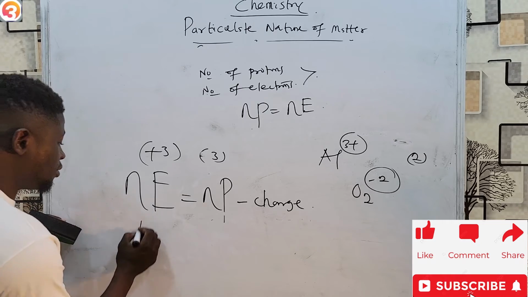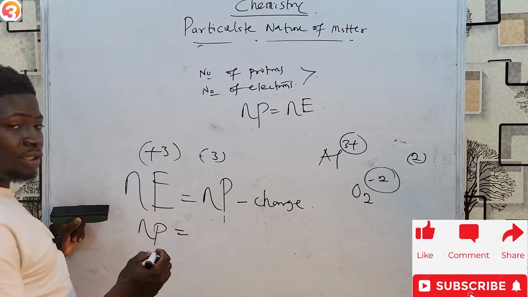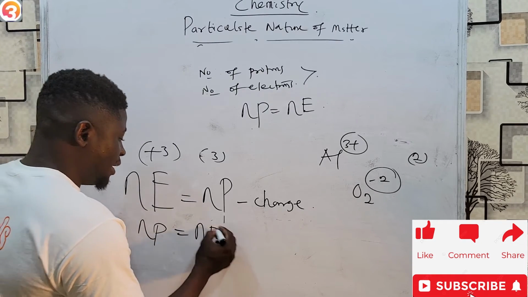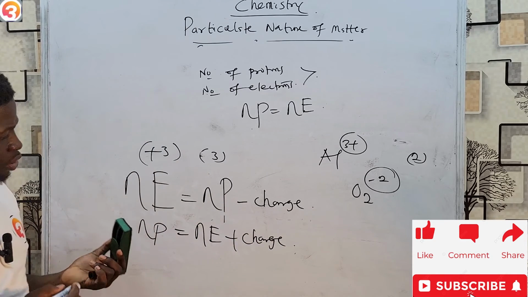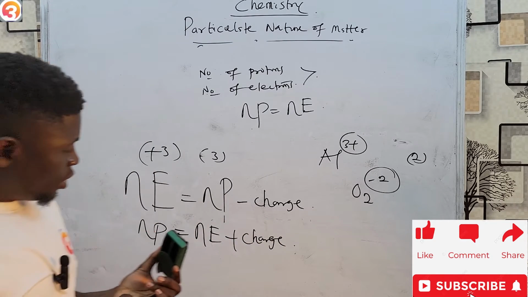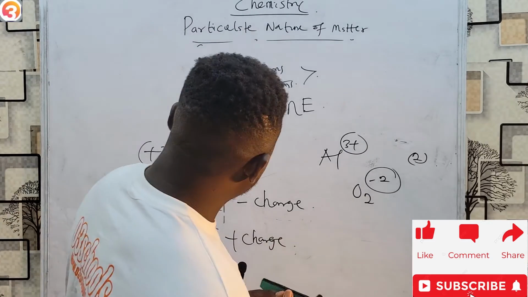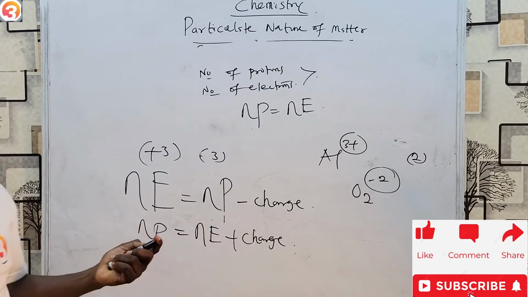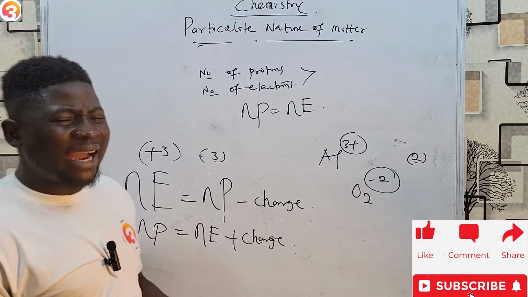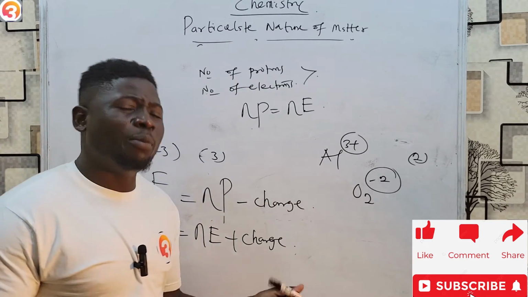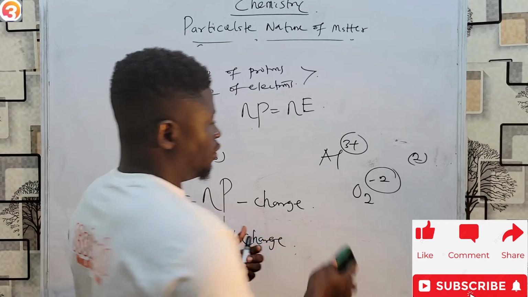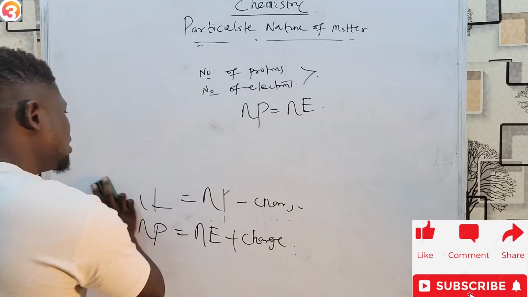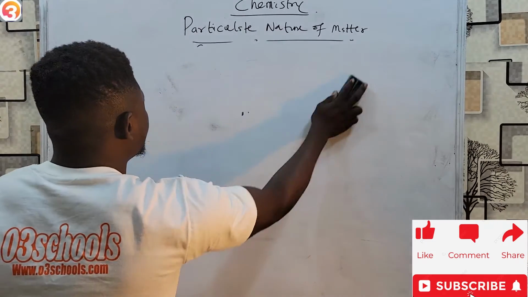So to find the number of protons now, you rearrange, and of course, it is number of electrons plus charge. So it's as simple as that. Okay, so having known all this, we're now going to look at how we usually find the number of electrons, the number of protons, and the number of neutrons in an atom. So let's quickly do that.